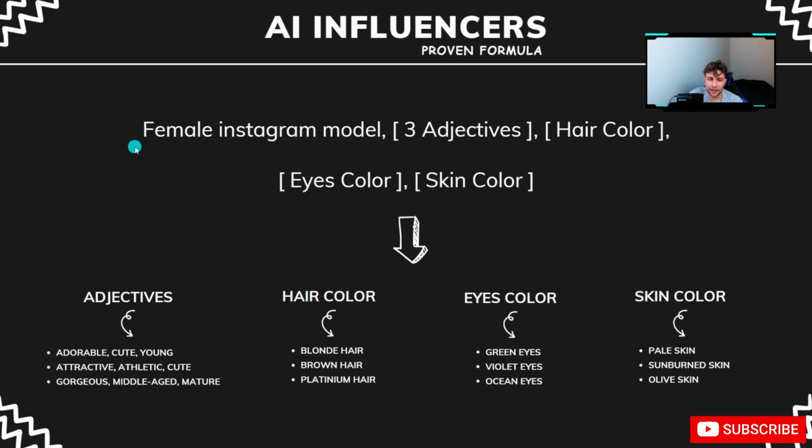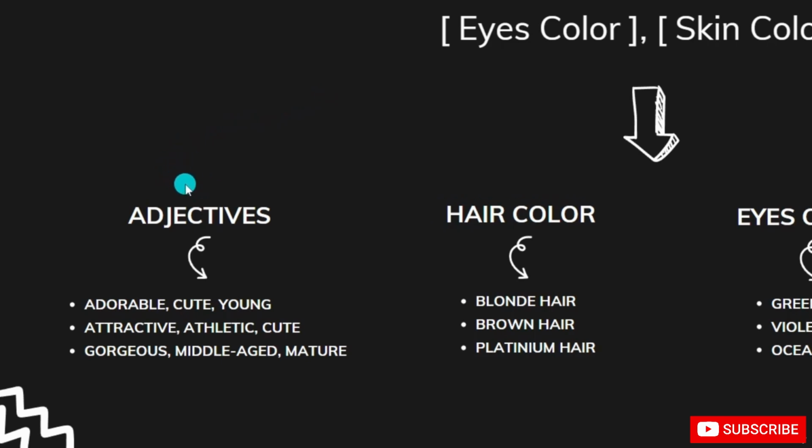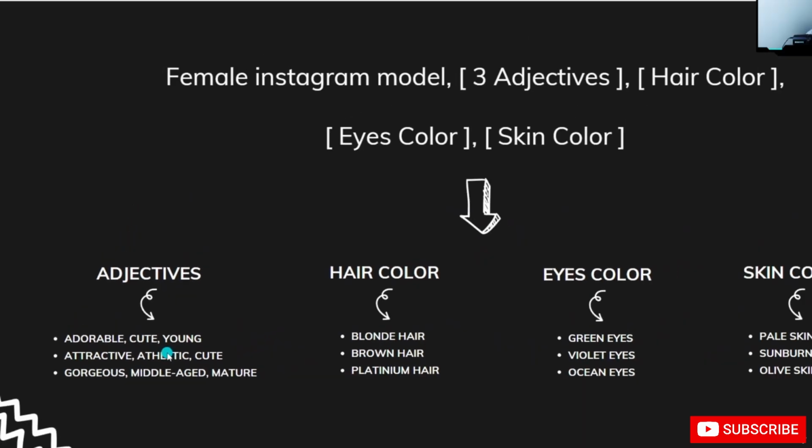The sentence, female Instagram model. And we are using this every time, alright? Every time we are creating our image, we just type female Instagram model, and then we've got our variables, as I can say. There you just provide your keywords. So 3 adjectives. You can go to the left bottom corner and see the adjectives. We have adorable, cute, young, attractive, athletic, gorgeous, middle-aged, mature.